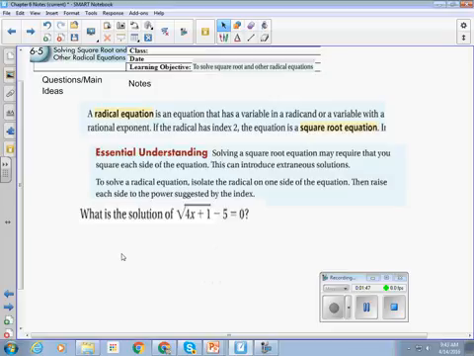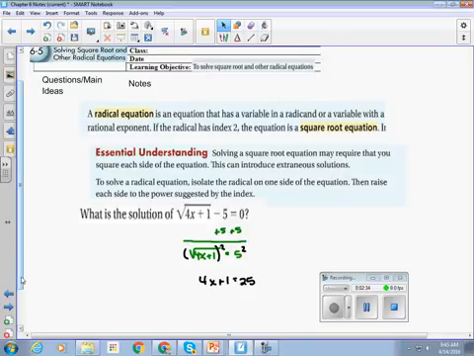So if I have the square root of 4x plus 1 minus 5 equals 0, we are going to want to isolate just the square root. So we're going to add 5 to both sides. To get rid of a square root, we have to square both sides of the equation. So a square gets rid of a square root. So we just get 4x plus 1, and 5 squared is 25. Now we have a simple basic algebra 1 equation.